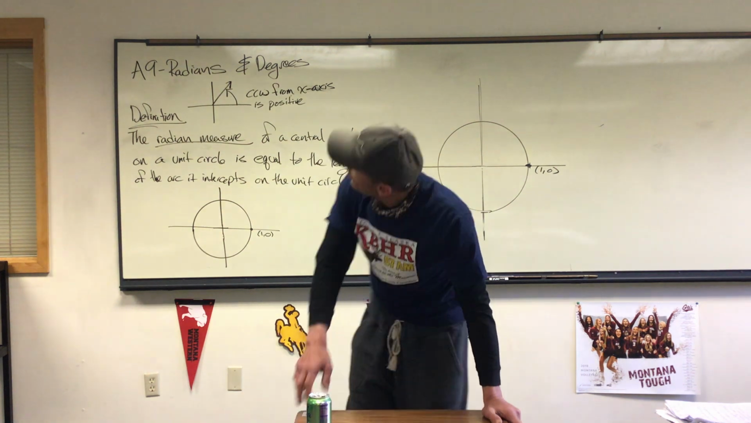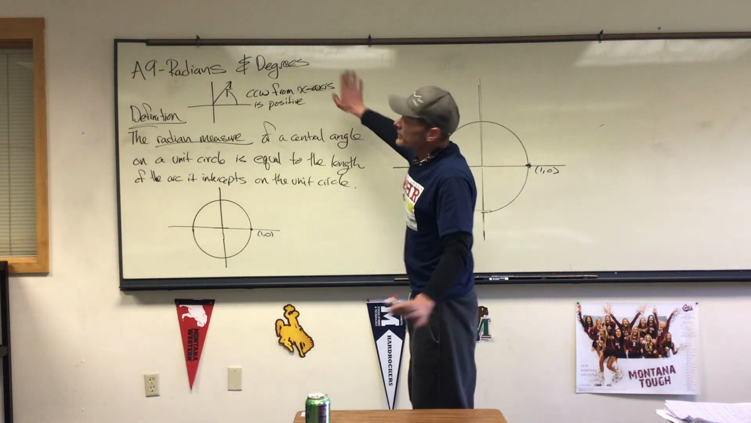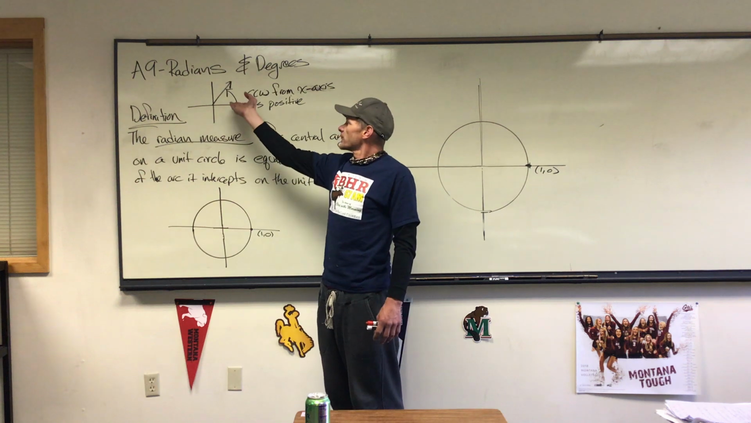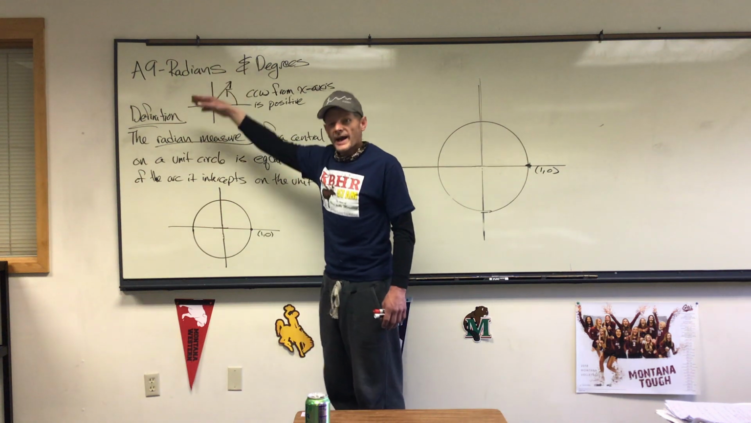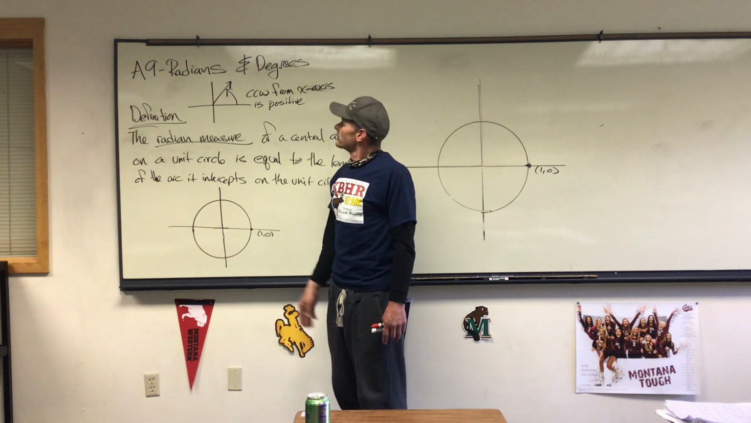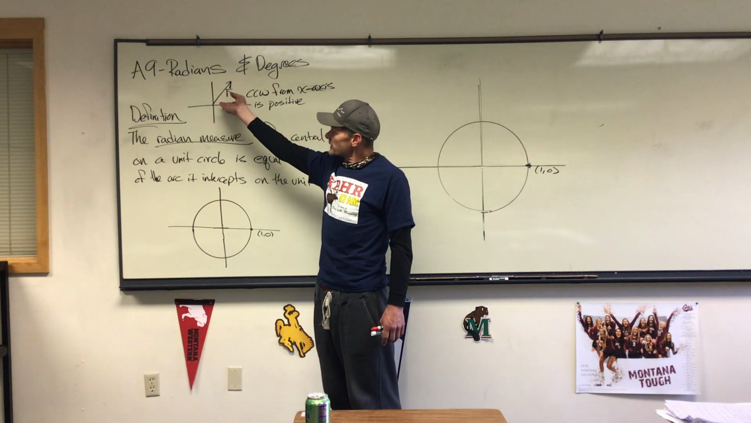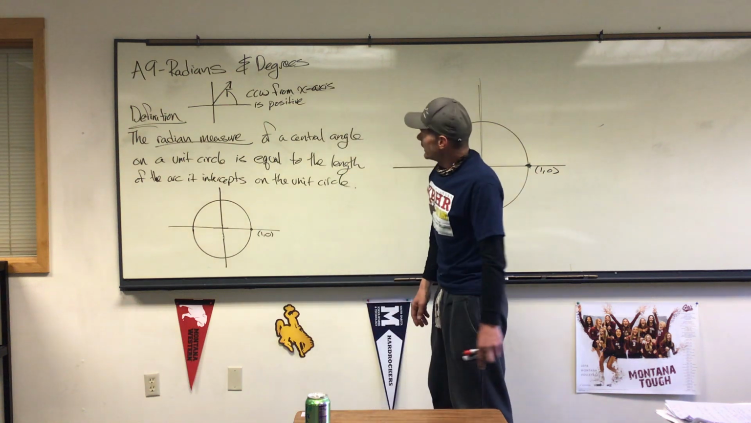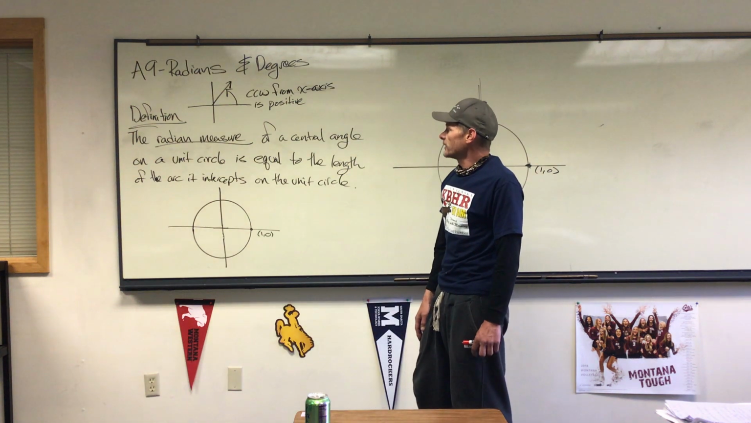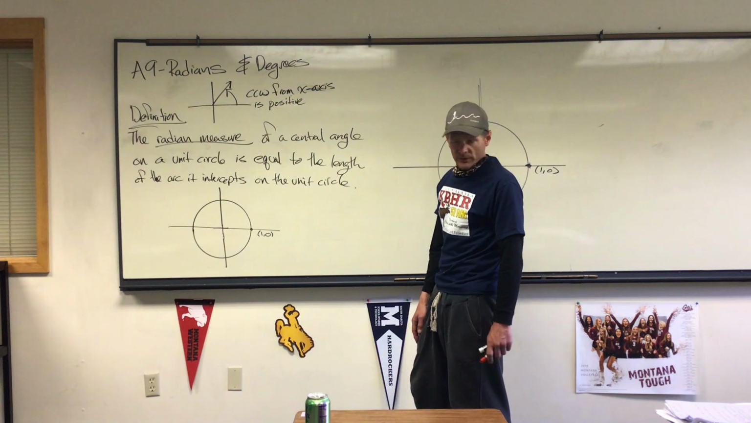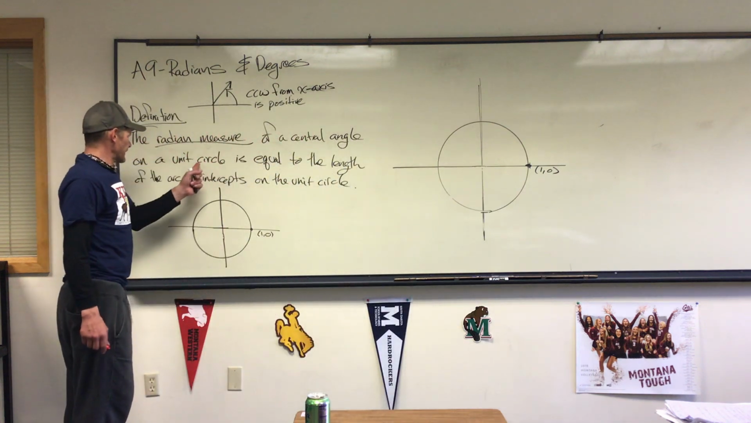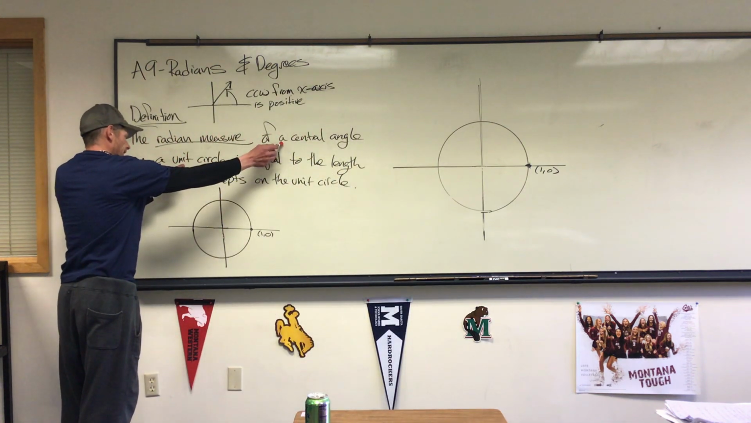And let's start with a definition. First off, before that, I guess, we are always going to measure angles counterclockwise from the x-axis. That's called standard position. Okay, so we can always put one side on the x-axis and then rotate counterclockwise. So here's the definition. The radian measure of a central angle on a unit circle is equal to the length of the arc it intercepts. Well, it's a mouthful. But the radian measure of a central angle on a unit circle. Let's start there. Central angle on a unit circle.